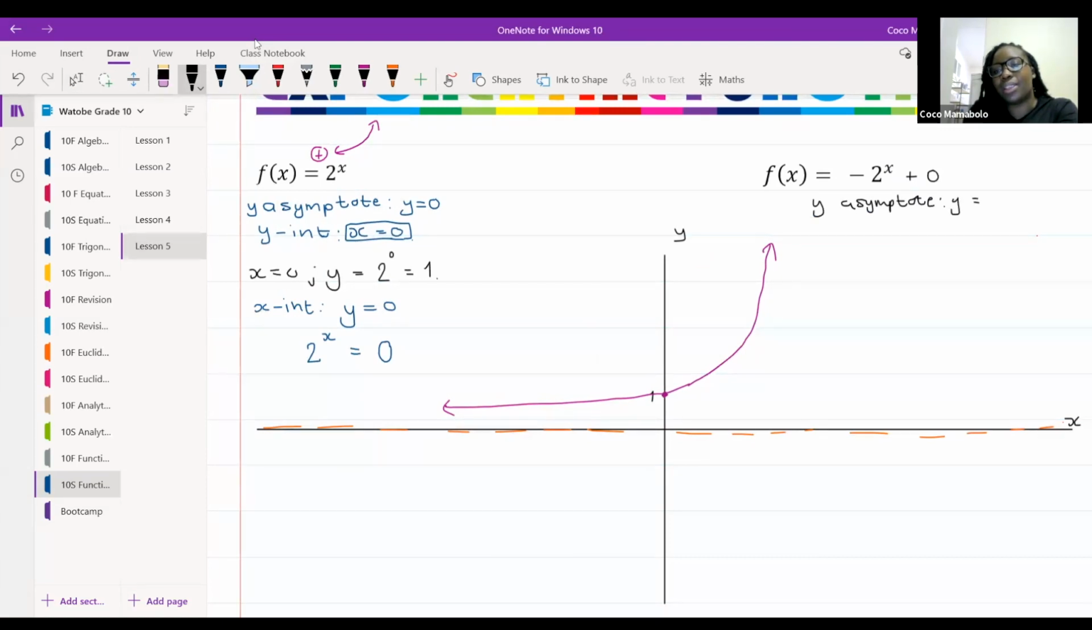So my y asymptote is where y is equal to 0, or where y cannot be equal to 0. Okay, so I hope I'm not confusing you. Our asymptote is where y is equal to 0, which means our graph cannot cut the axis at 0. But if I look for the y-intercept, guys, then x needs to equal 0. If I replace x with 0, what will my y value be? If x is equal to 0, y is equal to what? Pop your answer in the chat.